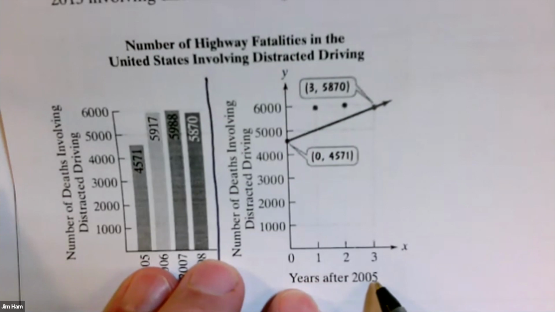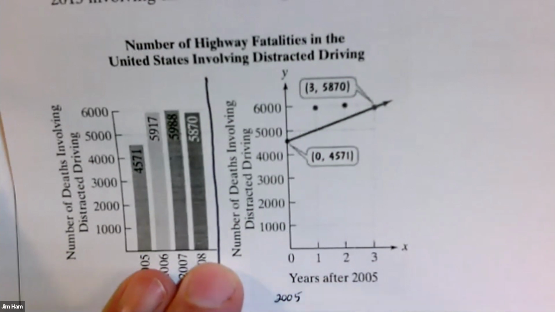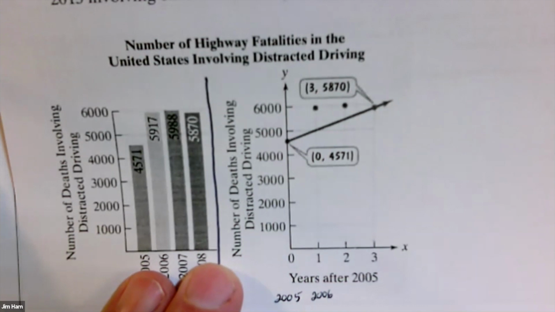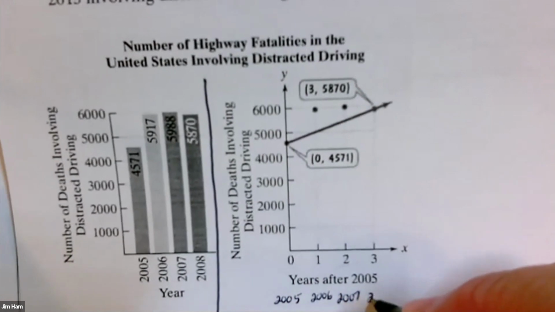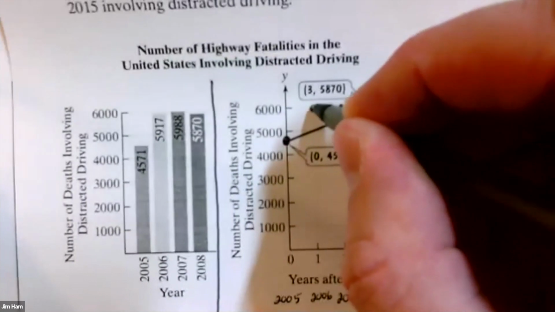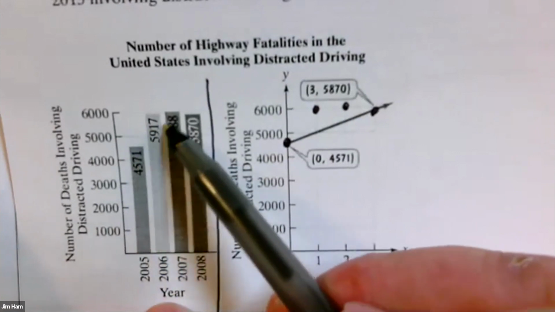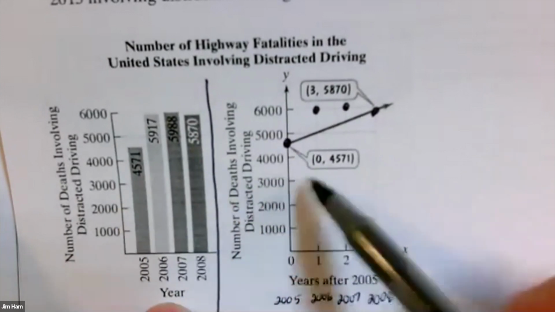This is years after 2005. So 0 years after 2005 would be 2005. 1 year after 2005 would be 2006. So instead of just giving the year on the horizontal axis, they've coded it so that they're just giving you the number of years after 2005, up through 2007 and 2008. And they give you 4 points: 1, 2, 3, and 4. Notice how they go up and then over and down. Same thing over here. They give you the raw numbers. So these two graphs are showing the same information.